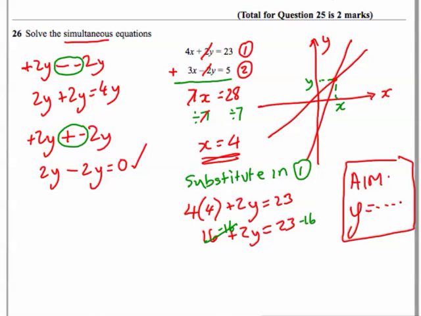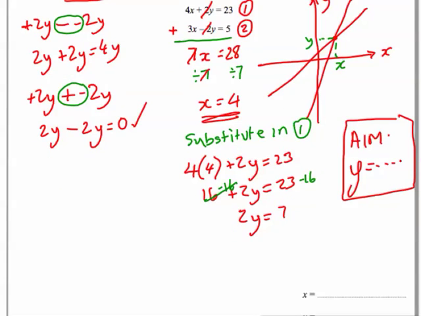Those cancel out, so I'm left with 2y equals 23 minus 16, which is 7. Okay, so finally divide both sides by 2. Those cancel out, and I'm left with y equals 7 divided by 2, which is 3.5. So y equals 3.5.